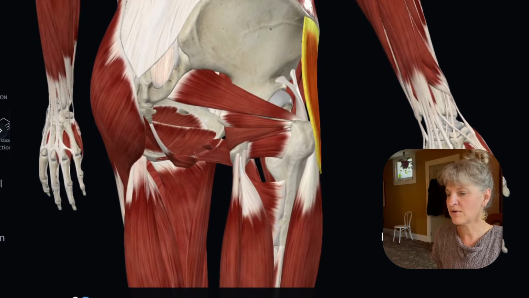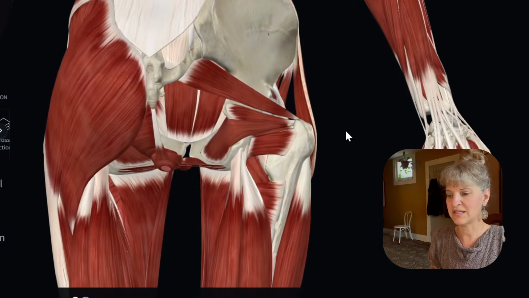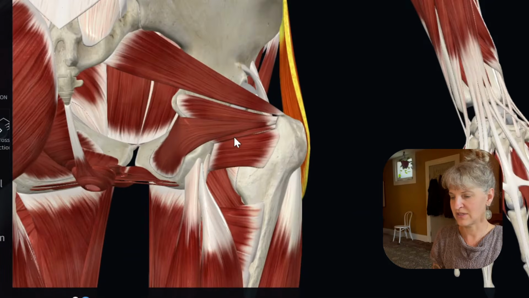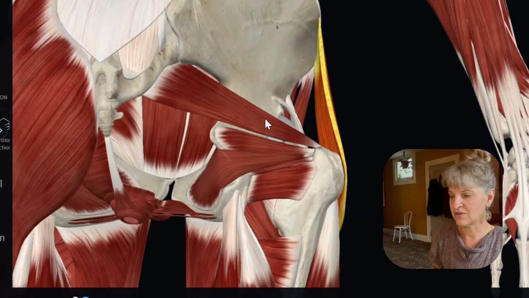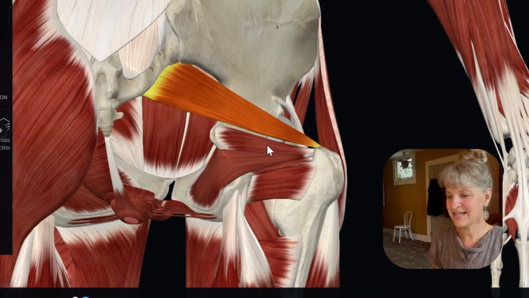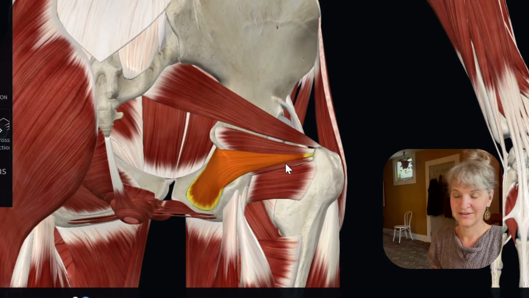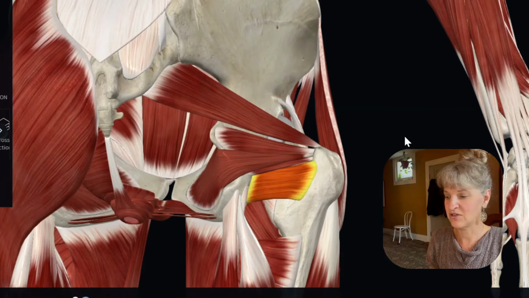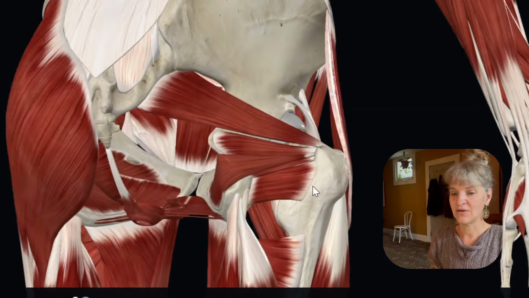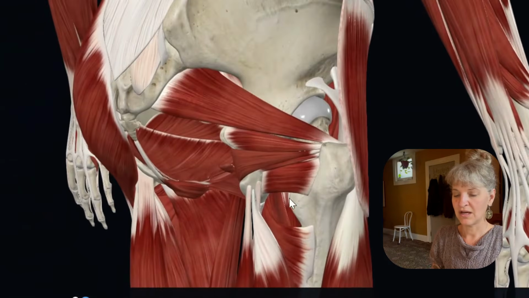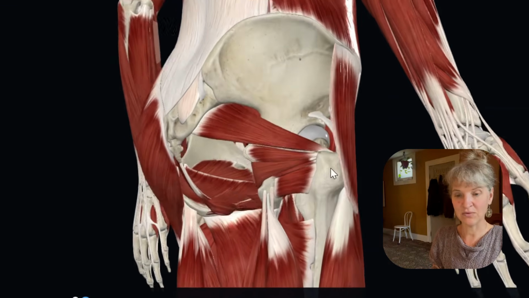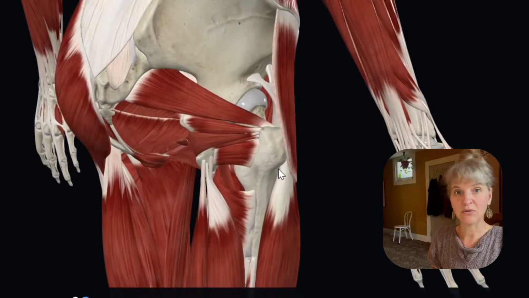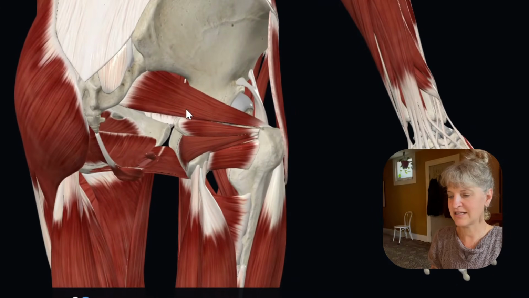All right, and now we're going to look into the deep six, the lateral rotators. Those are six teeny tiny little annoying muscles that are powerhouses in helping us turn our leg outward with that lateral rotation that I demonstrated.